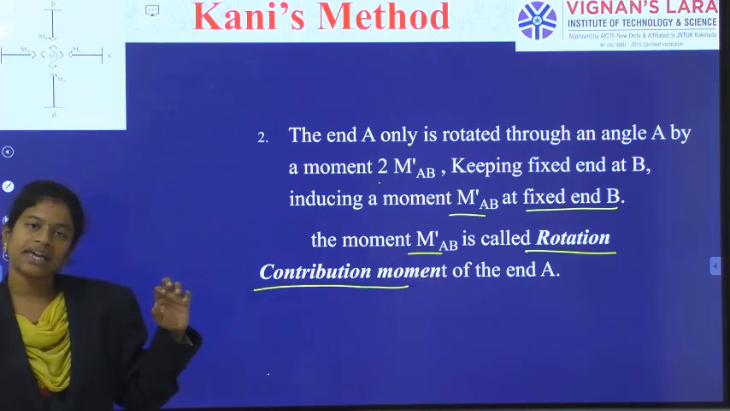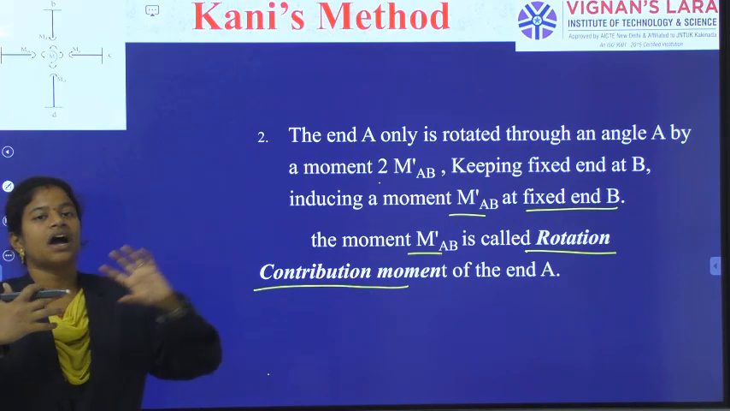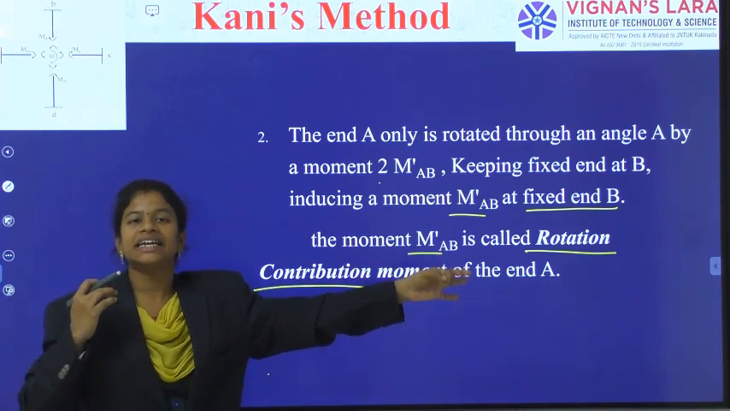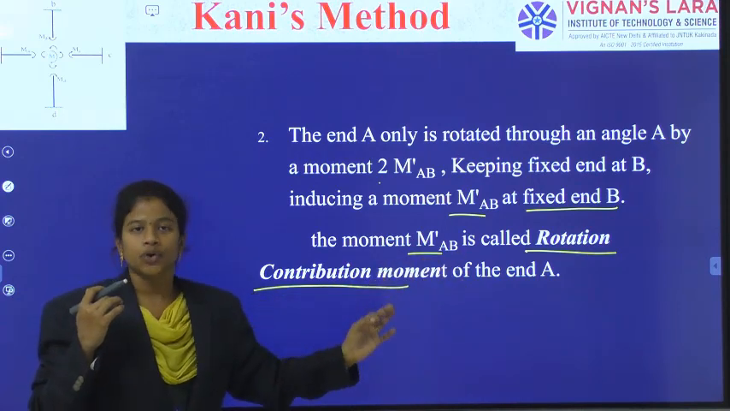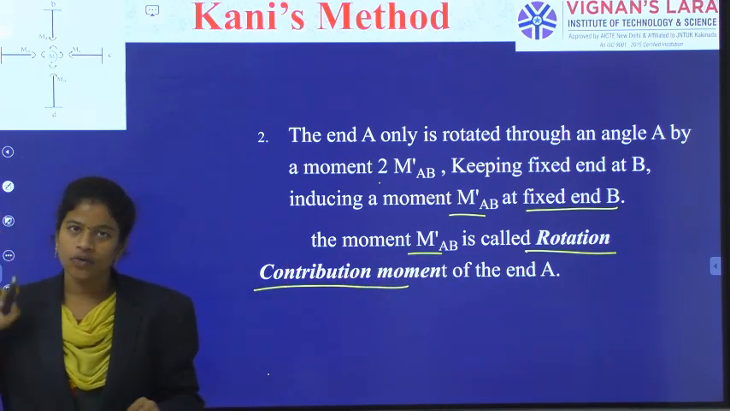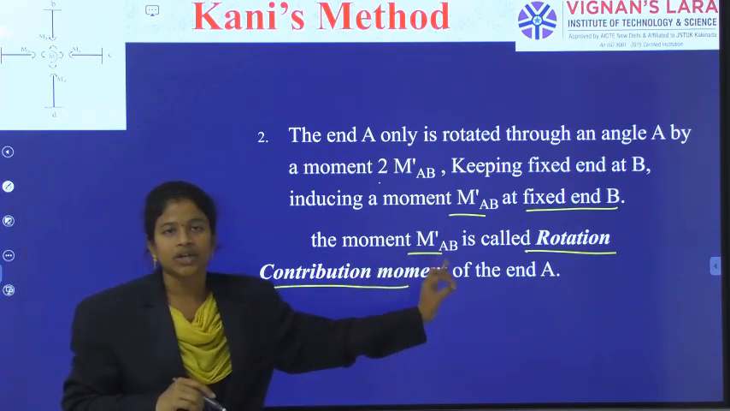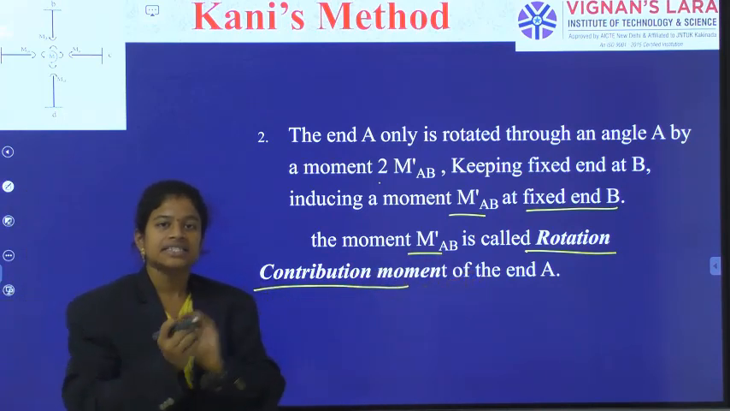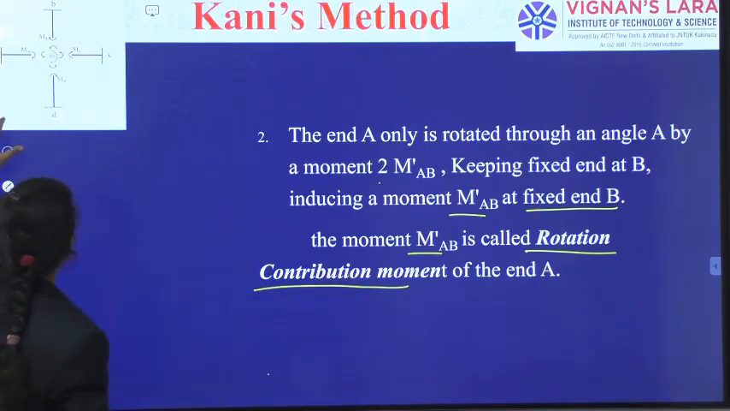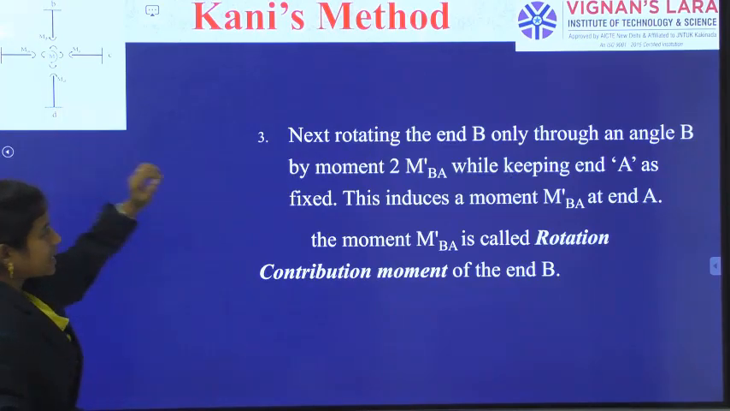Okay, due to the application of some moment at A, half of the amount is induced at B, and that quantity which is induced at B is called rotation contribution moment. There, that is a carryover moment, right? So this one is rotation contribution. Due to the rotation, some contribution went there. Okay, rotation contribution moment. Next thing, the next point.